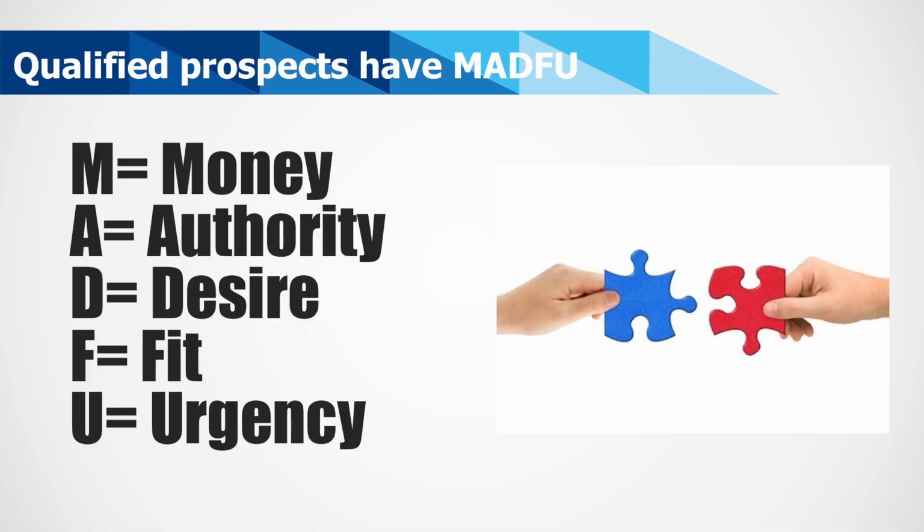And of course, the last thing is urgency. Is there a level of urgency? Do they want to do this now? Or do they want to do it within the next 30 days? We need to have urgency in our prospects' hearts. When we have urgency paired with the other aspects of MADFU, we have a highly qualified prospect.